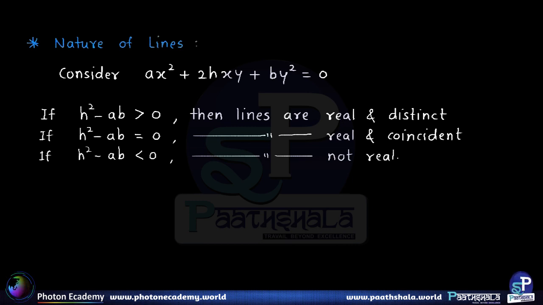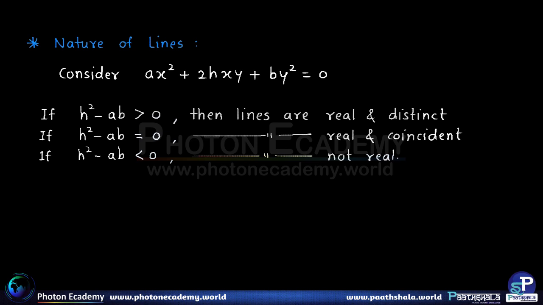So if the quantity h square minus ab that appears in the equation is greater than 0, then the lines are real and distinct, because if we see the proof that we did earlier, the h square minus ab is the term that appears inside the square root. Okay, so if it is greater than 0, the lines are real and distinct.